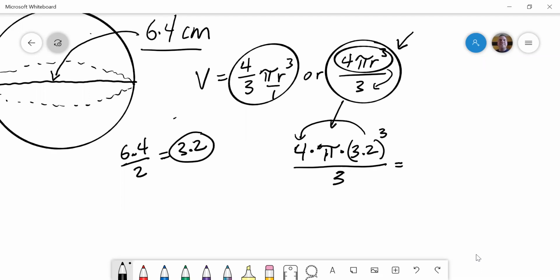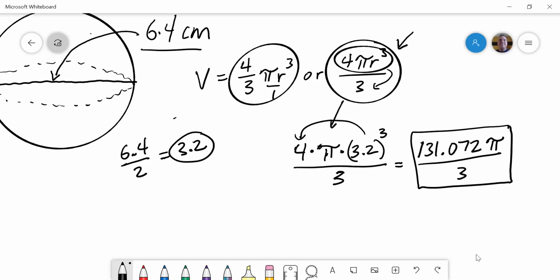Actually, let's write it in exact form, because it's important you guys know that there's two different forms. So 131.072 pi, because we have not multiplied by pi, all divided by 3. And that cannot be reduced. So therefore, this is what we call the exact volume of the sphere, okay? If you're asked a question that says give the exact volume, that's the answer we're looking for. It just means don't multiply by pi, because when we multiply by pi, we have to round, right?